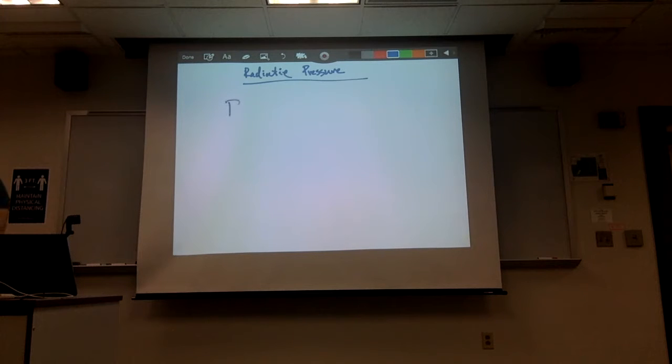So pressure, radiated pressure. We remember that pressure, or that radiated pressure, is equal to the force per unit area. So this is our radiated force divided by our area. Now from the previous slide, we know this is going to be equal to 1 over c times 1 over A times the change in energy divided by the change in time. Now, let's look at this term here. What is this thing?